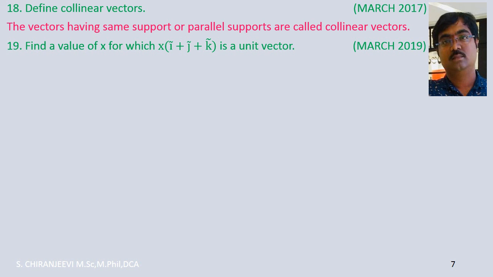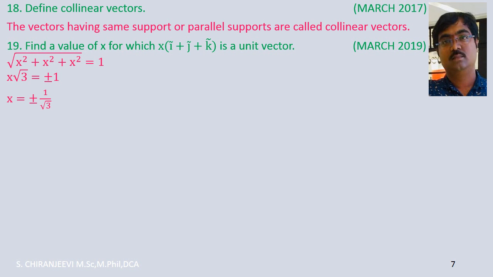Find a value of x for which x into i plus j plus k is a unit vector, asked in the year March 2019. Given it is a unit vector, so magnitude of that will be root of x square plus x square plus x square equal to 1. So here root 3 x square equal to 1. So for x square, if you take root, it will be plus or minus. So x into root 3 equal to plus or minus 1, x equal to plus or minus 1 by root 3.